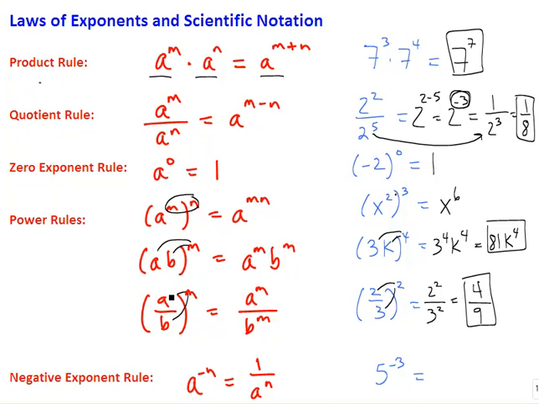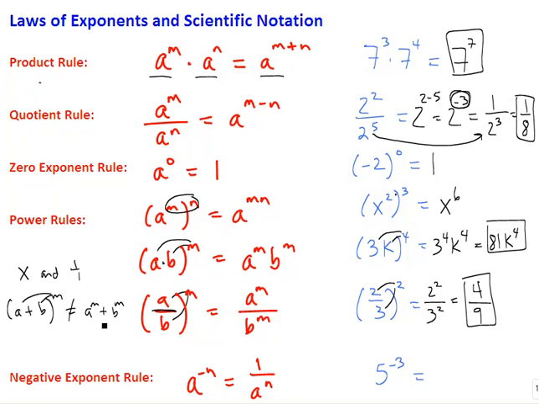Now notice on these power rules, we are distributing the power as long as you have a times b or a divided by b. You only get to distribute a power across multiplication and division. If this was addition or subtraction, for example, a plus b to the m, that does not apply. You cannot distribute a to the m and b to the m and get the right answer.